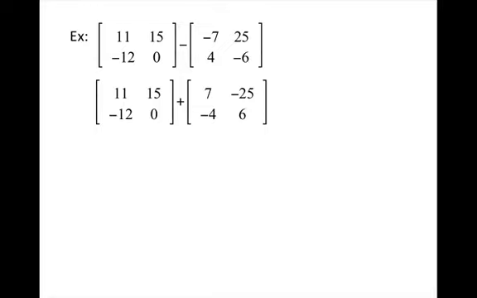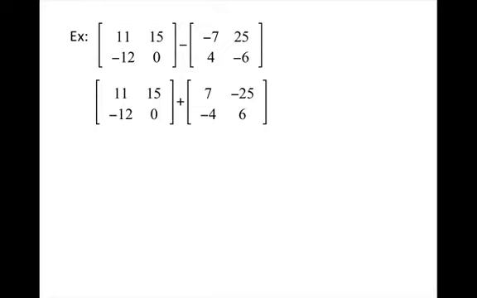So leave the first matrix the same. It stays 11, 15, -12, 0. And then I'm basically adding the opposite of the second matrix. So the -7 becomes a +7, the 25 becomes a -25, the 4 becomes a -4, and the -6 becomes a +6.